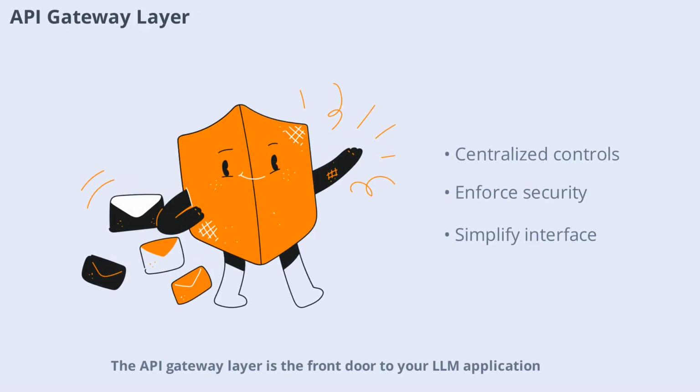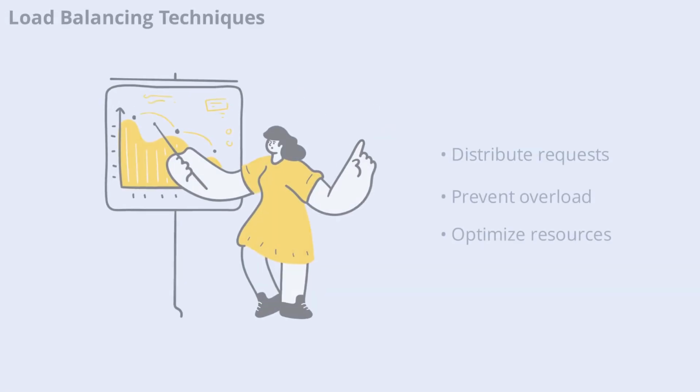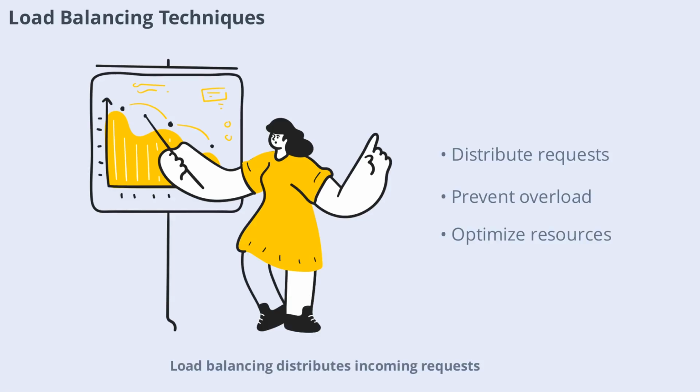The API gateway layer is the front door to your LLM application. It handles authentication, rate limiting, request routing, and monitoring. By centralizing these controls, you can enforce security policies, manage traffic, and gather metrics efficiently, all while simplifying the client interface. Load balancing distributes incoming requests across multiple model instances or providers, preventing overload and ensuring high availability.